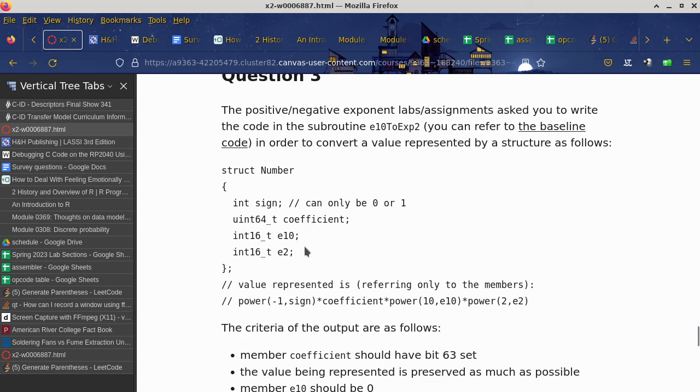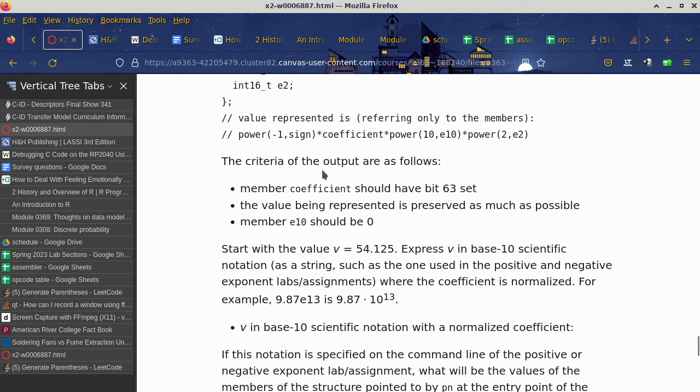Okay, so this is straight out of the lab itself. The criteria of the output are as follows. The coefficient should have its bit 63 set. Sorry, I said input, it is actually the output. The value being represented is preserved as much as possible. Member E10 should be 0. You look at these and go like, well, that looks really familiar, because that's exactly what I asked you to do for both the negative and the positive exponent assignments.